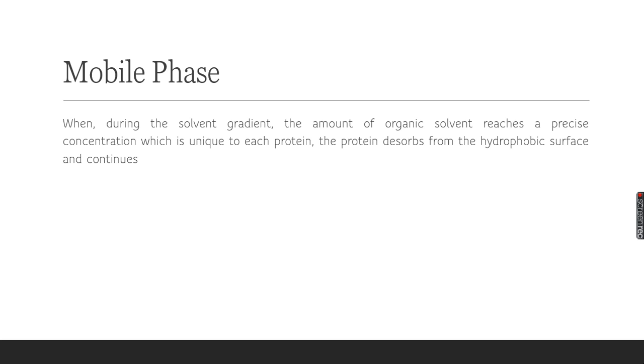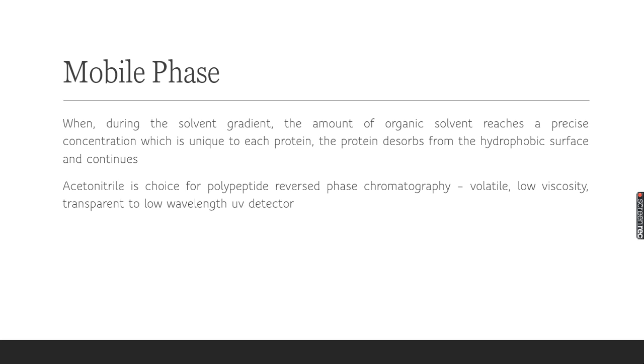Now, what kind of mobile phase will we be using? During this process, we can use a gradient, where the amount of organic solvent can be precisely controlled, and we can reach a concentration where the protein actually dissolves from the hydrophobic surface. Depending on the hydrophobicity of your compound, a gradient in the mobile phase may be useful.